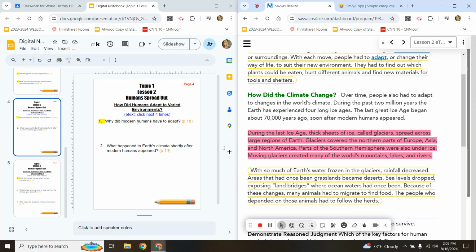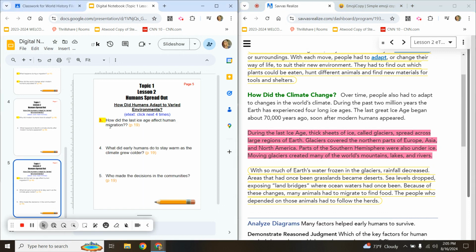All right, again, number 2 is in this pink paragraph: What happened to Earth's climate shortly after modern humans appeared? And number 3 on page 5 of your digital notebook is in this circled yellow paragraph, and it is a mastery check question: How did the last ice age affect human migration? Pause my video and get those 2 answers now.